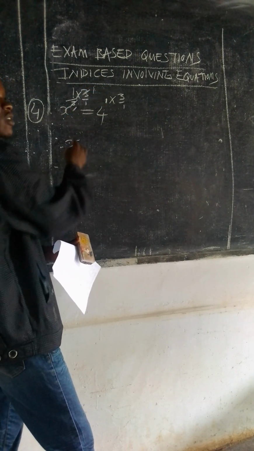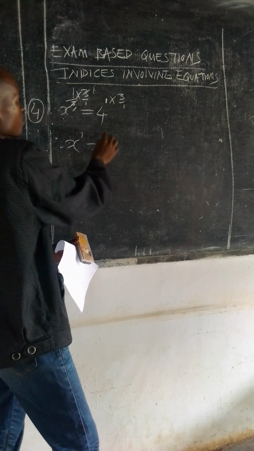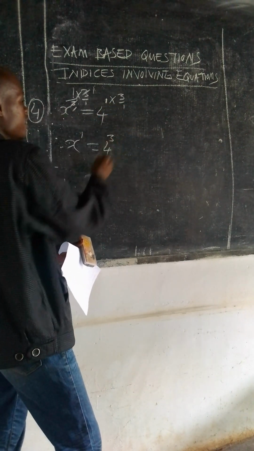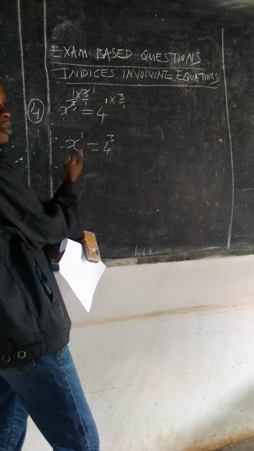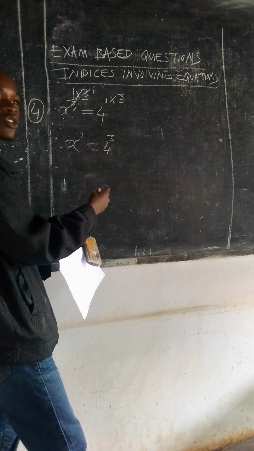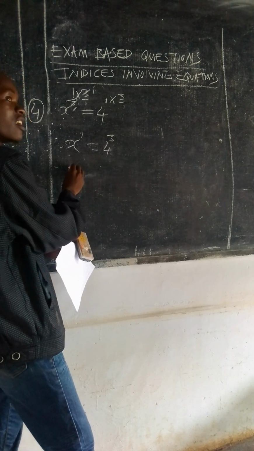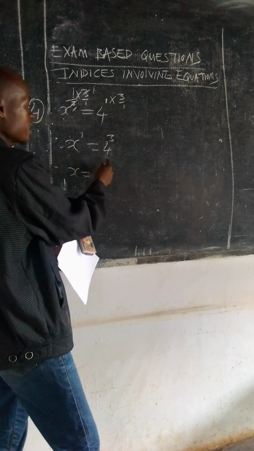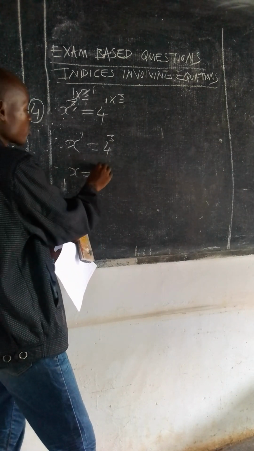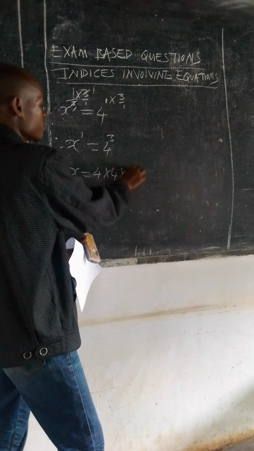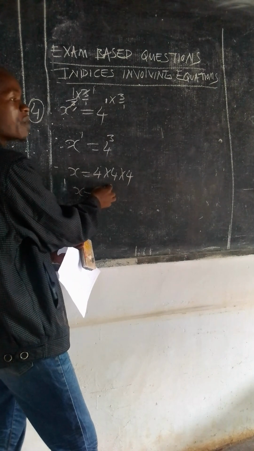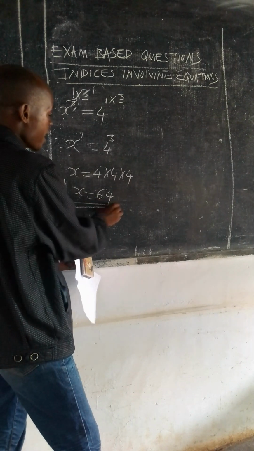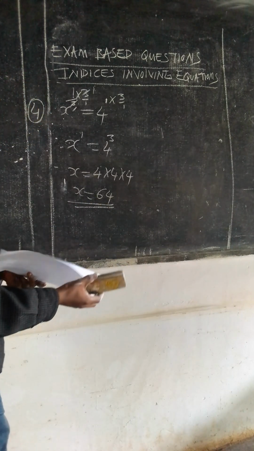1 times 1 is 1. 1 into 1 is 1 equals 4 will be maintained. 1 into 3 is 3. 3 times 1, that is 3. So x to the power 1, remember from the roots, any number raised to the power 1 is the number itself. So we have x equals 4 power 3. It simply means we expand this 4 three times. So we will say 4 times 4 times 4. Then our x, 4 times 4, that is what? 16. 16 times 4, 64. So our x is equal to 64.